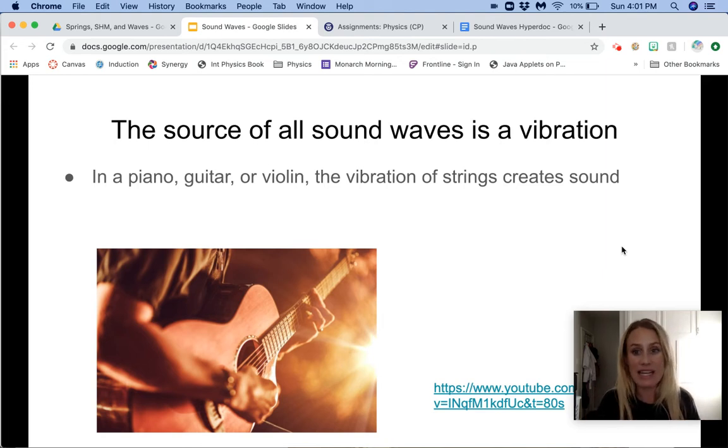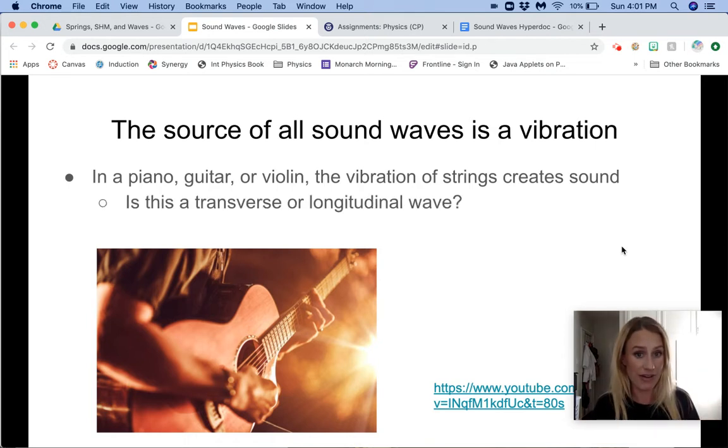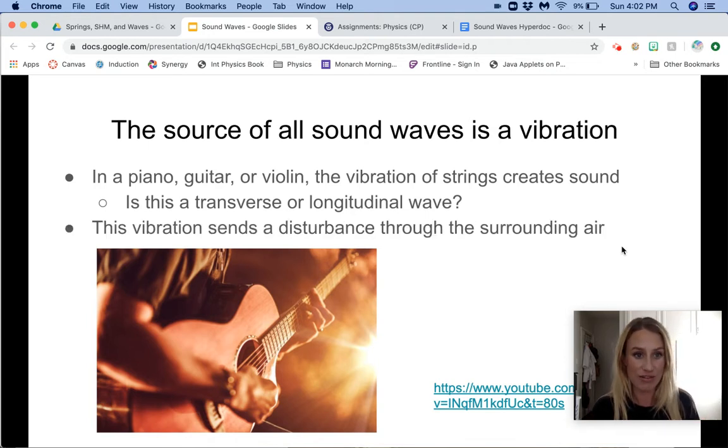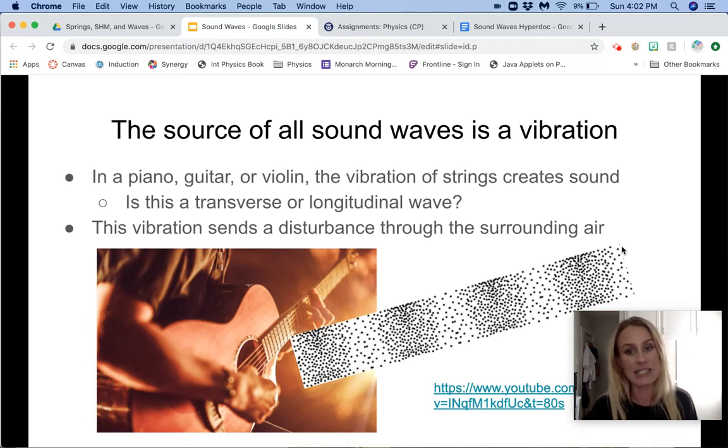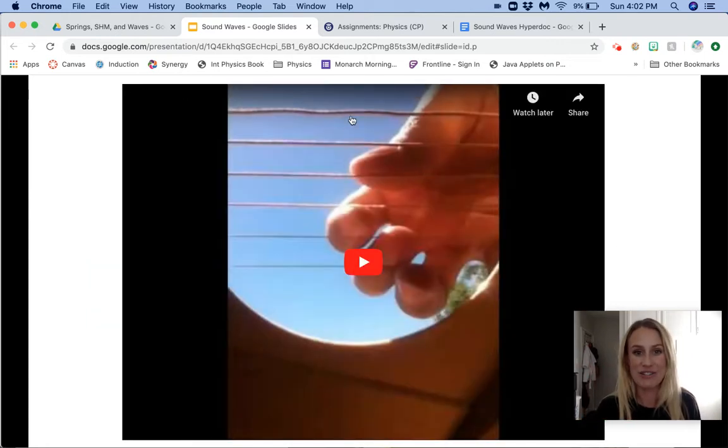So what's happening is those strings vibrate back and forth. They disturb the air molecules around them, creating a sound wave, okay? So the actual string is a transverse wave, but the sound wave that the string creates is actually a longitudinal wave, okay? So that vibration sends a disturbance through the surrounding air, looks like this, and that is our longitudinal sound wave. Now, I want to show you just a short video of these guitar strings vibrating like this, and then we'll talk about how guitars make different sounds.